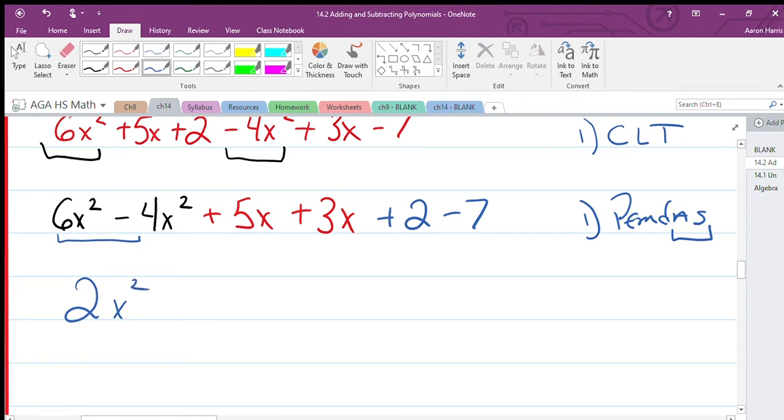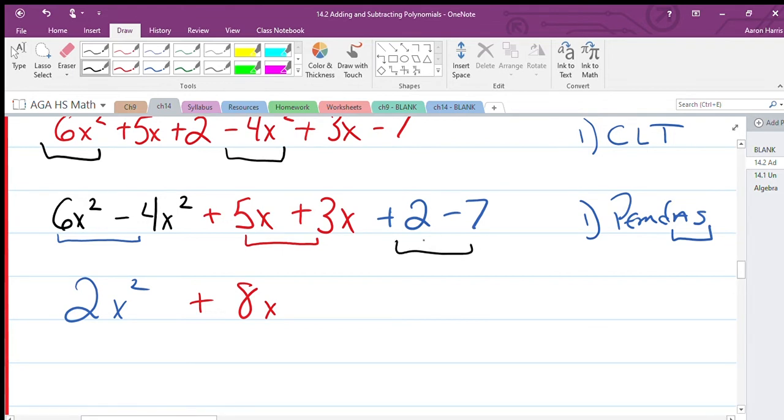Don't mess with them, okay? Now, plus 5x plus 3x. I'm adding 5 plus 3, so I get 8x. Keep the same variable and same power. Now I have what? 2 minus 7.